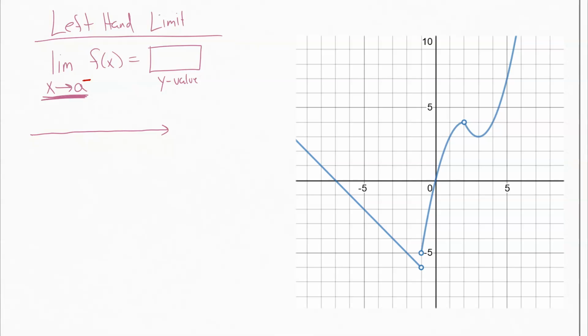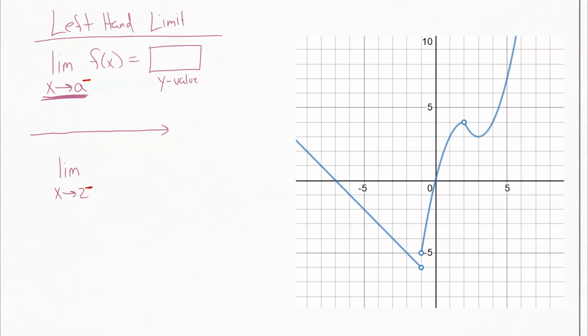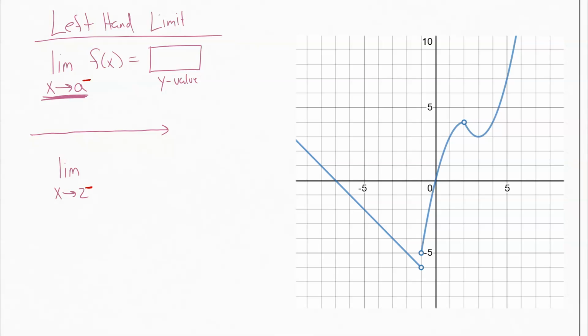So looking at that graph, if I walked up to you and I said, I want you to find the limit as x approaches 2, and then they would put that negative sign there, from the left of this equation f of x, what y value does it look like I'm headed towards?